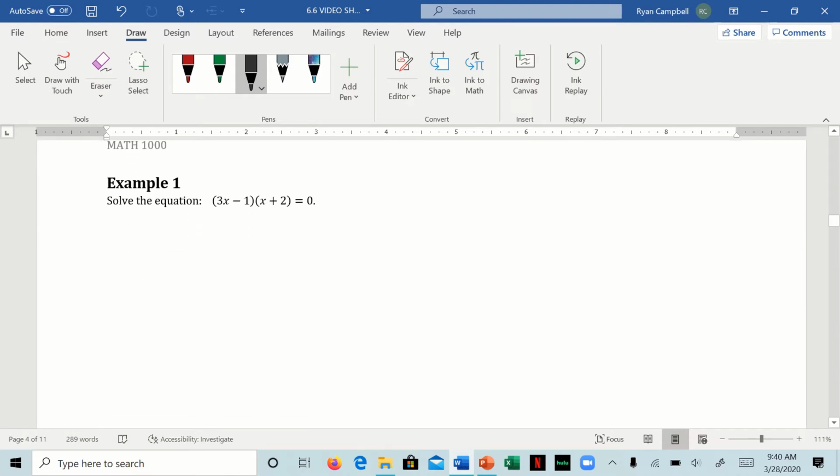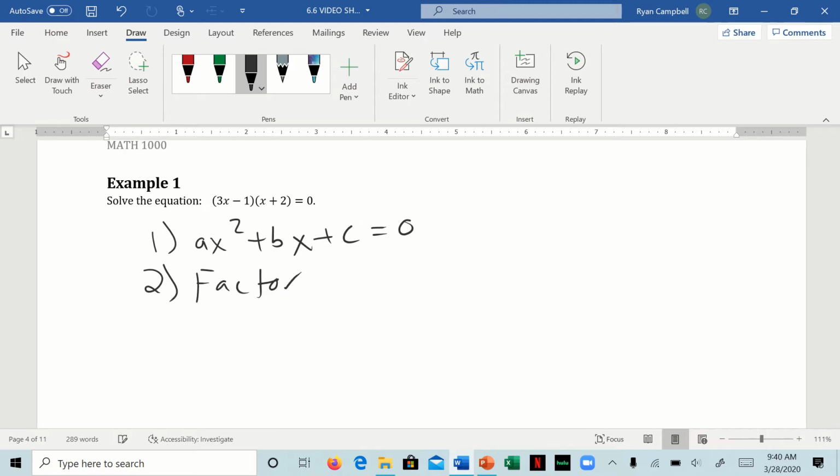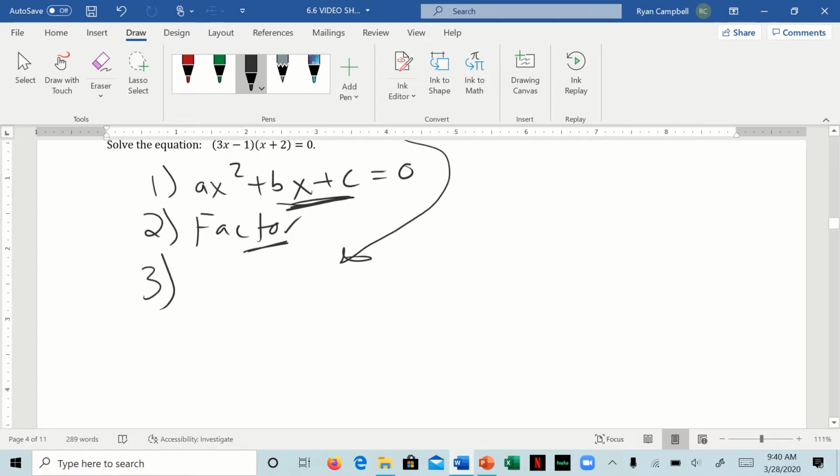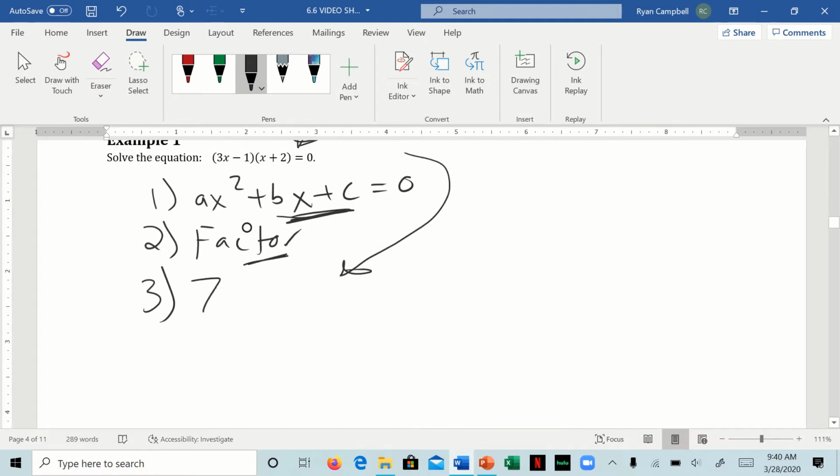Example number 1: 3x minus 1 times x plus 2 equals 0. Step 1 is to put it in the form ax squared plus bx plus c equals 0. But if you notice, step 2 was to factor. If we don't want to have to just undo it and then redo it, because this is already factored, we can just skip ahead to step number 3. You don't need to put it in this form if it's already factored and equaling 0. So step 3, let's do the zero product principle.